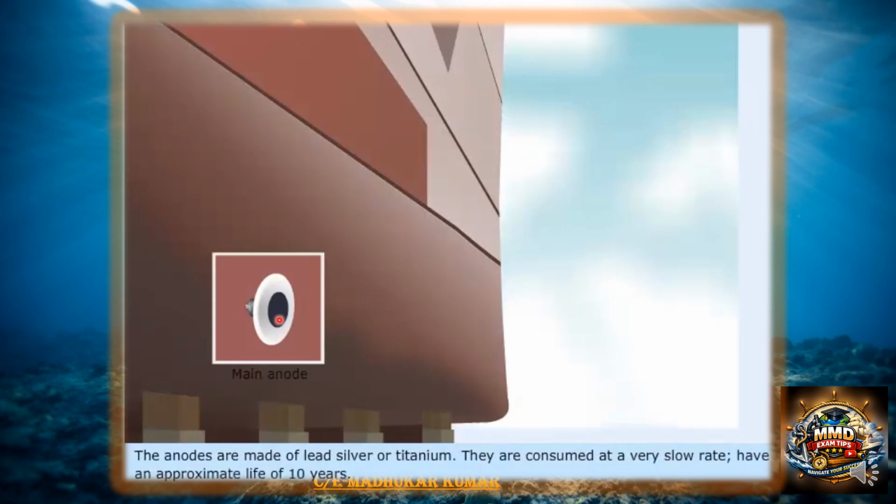This is something which is the main anodes, permanent anodes, which is titanium or platinum, also seen. Sometimes it is lead silver also. And basically it consumes also, but at a very slow rate. The approximate lifetime is 10 years.